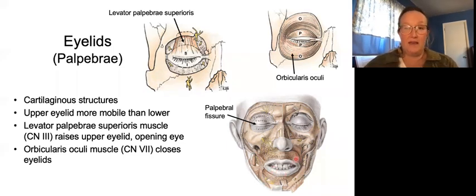The way that you open your eye is another little straight muscle inside of the orbit called the levator palpebrae superioris, which runs from the back of the orbit and attaches to the upper eyelid. I'll show you another picture of it in just a minute. And when it contracts, it pulls back on that eyelid, which raises it up and opens the eye, sort of like pulling up a blind.